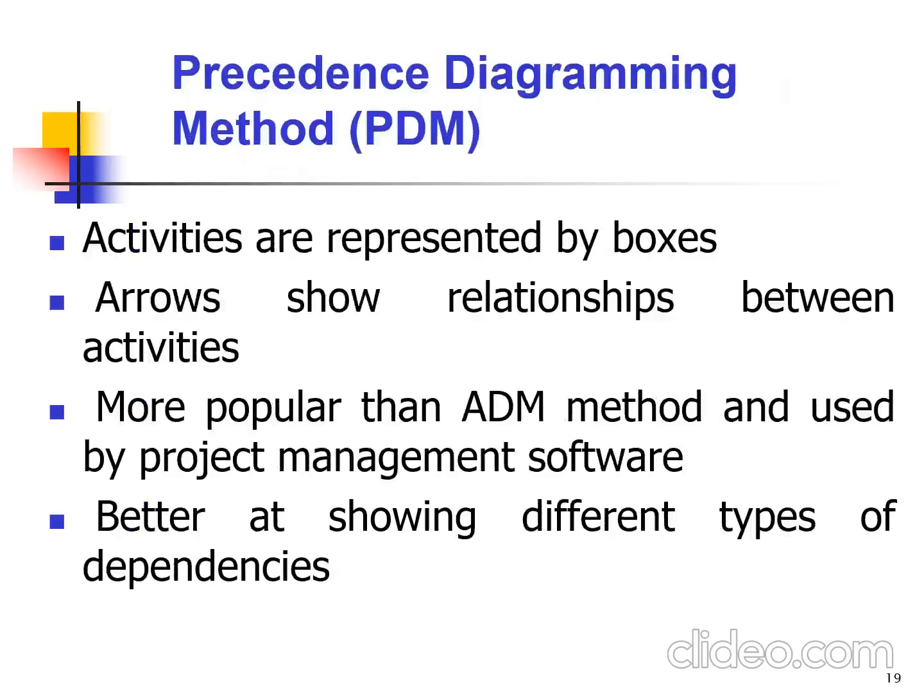We also have the precedence diagramming method, whereby activities are represented by boxes. Arrows show relationships between activities, and it is more popular than the ADM method and used by project management software. It is better at showing different types of dependencies.